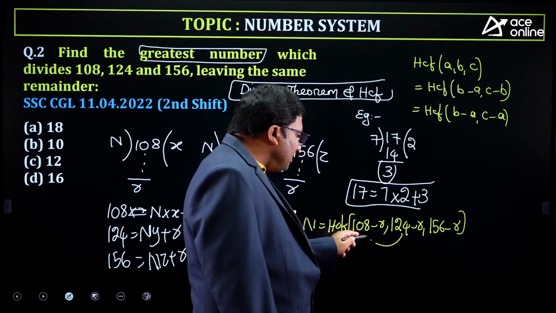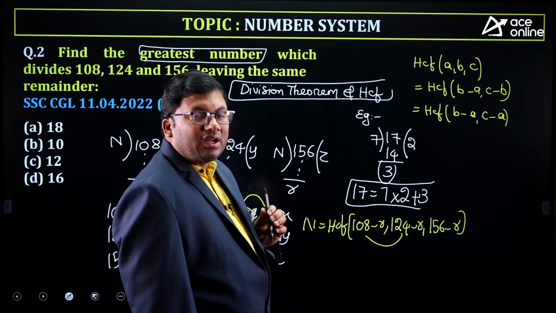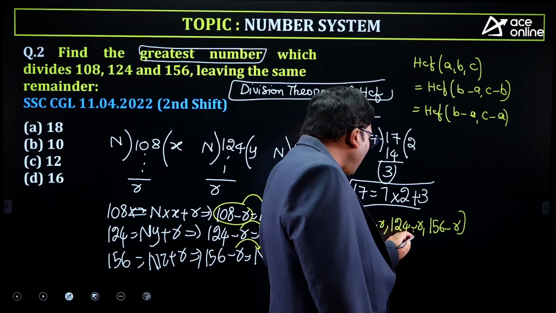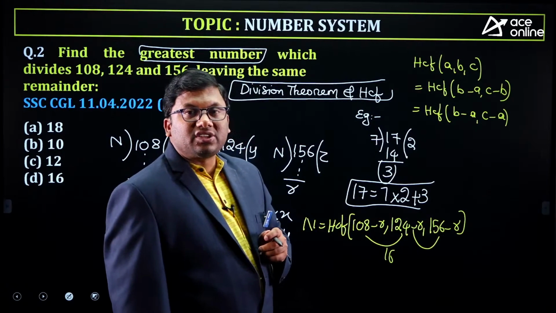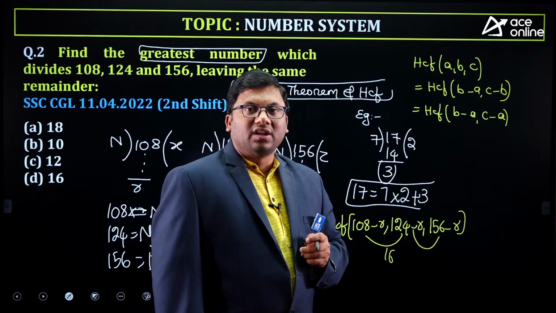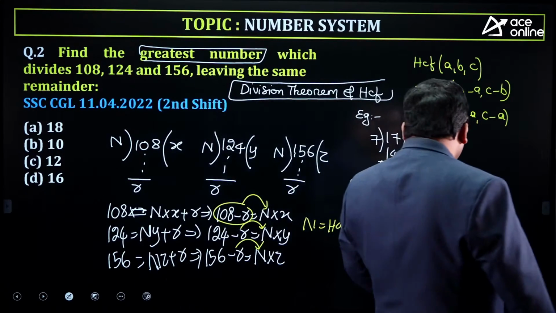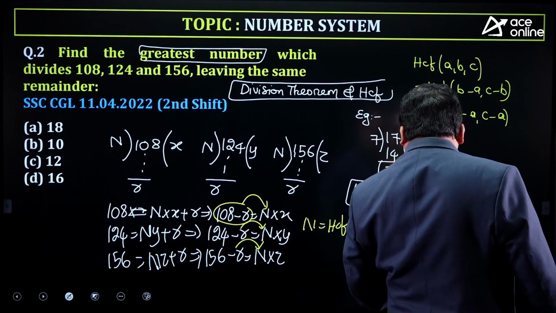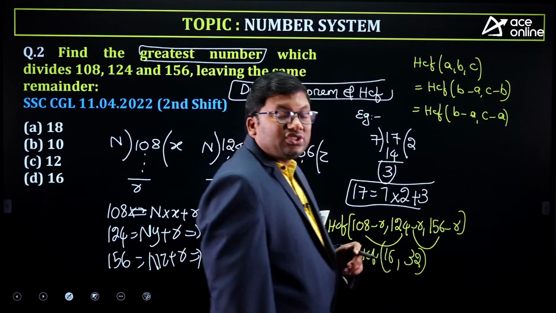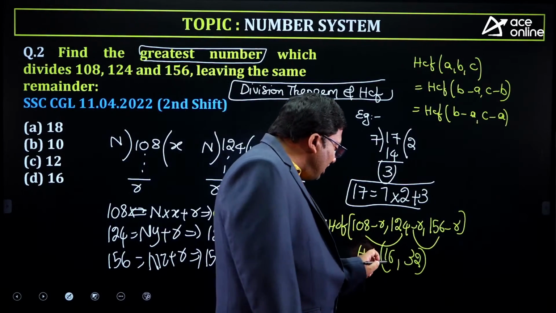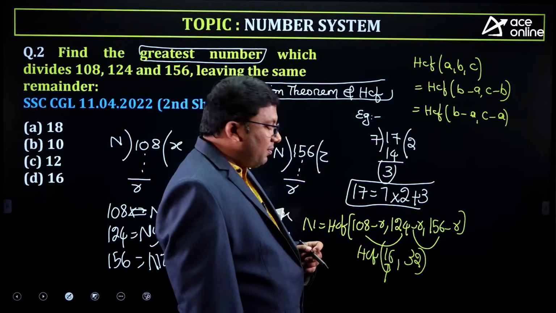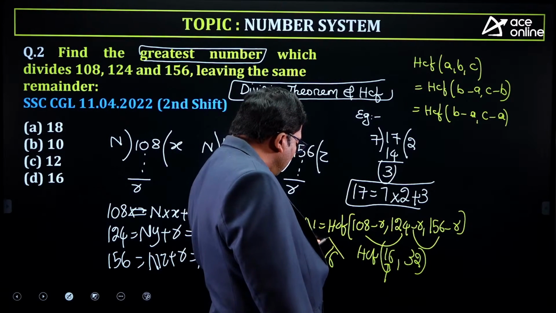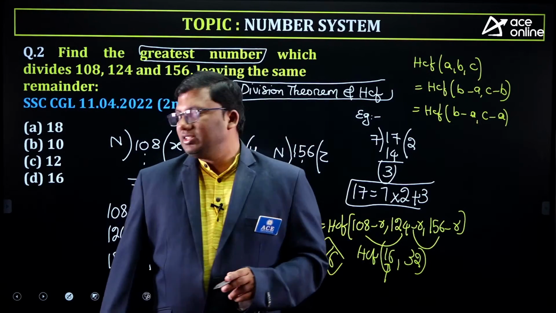So if I take these differences, 124 minus r minus of 108 minus r is 16. And 156 minus r minus of 124 minus r is 32. So the answer will be HCF of 16, 32. Whenever we are finding the HCF, the concentration is on the smallest number. The smallest number is 16. Is 16 dividing 32? Yes. So the answer for this question is 16.